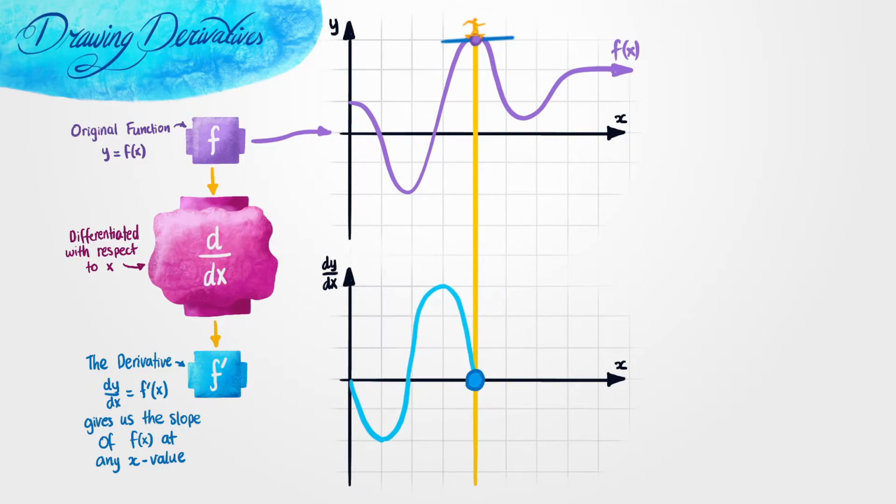And now we can just keep repeating this process. We let the skateboarder go forward a little bit, look at their slope, and then just draw the rest of the graph. So let me go ahead and do that now.